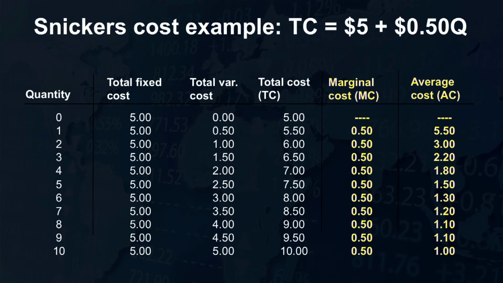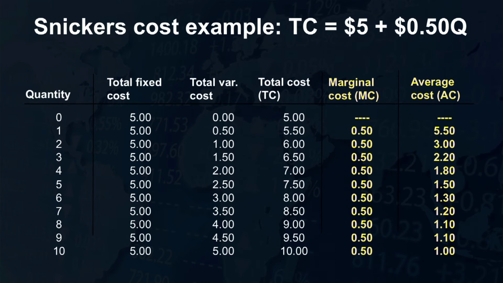So let's go back to our Snickers chocolate bar example. Recall that our total cost was 5 plus 0.5Q. So we'll see our familiar quantity, fixed costs, and variable cost columns, as well as total costs. But now we have these additional columns of marginal cost and average cost. Let's take a look at the marginal cost column.